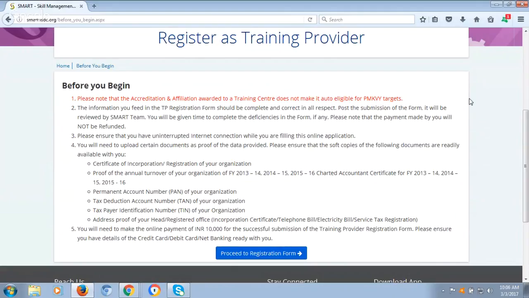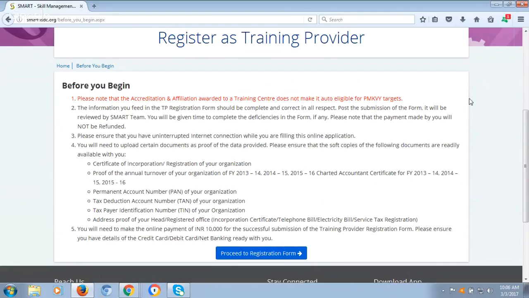You will need to make the online payment. They had defined 10,000 previously, but it is a continuous process. They keep on making modifications. Fees have been waived for government organizations. It was 10,000 previously; now government agencies and government departments do not have to make any payment. But please ensure that you have the details of your credit card, debit card, or net banking ready with you.